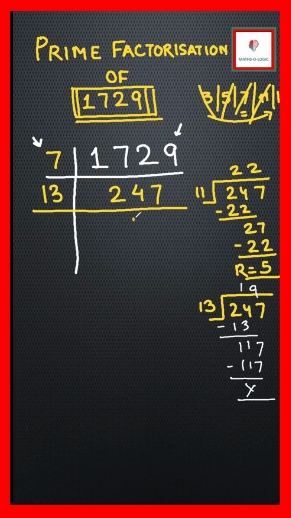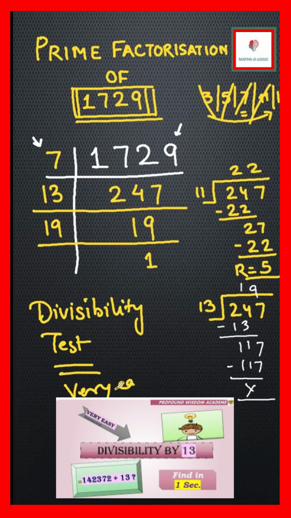Okay, so now my next number to be divided is 19. 19 itself is a prime number, so I am going to write 1 here. Okay, so I think this is clear, and this is a clear-cut use of the divisibility test. Else, you can check my videos for divisibility tests for 3, 5, 7, 11, 13, and many more.